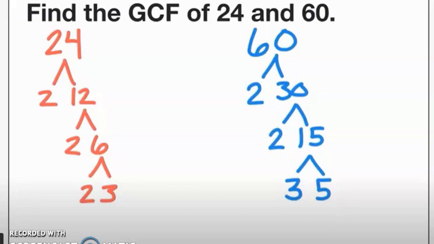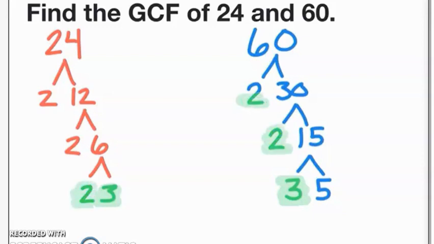The next thing we do is highlight, circle the numbers, the common factors, the factors that are in common to both trees. So we have 3 and 3, we have 2 and 2, and we have another 2 and another 2. So again, we will list off our GCF is equal to 2 times 2 times 3, which gives us 12.